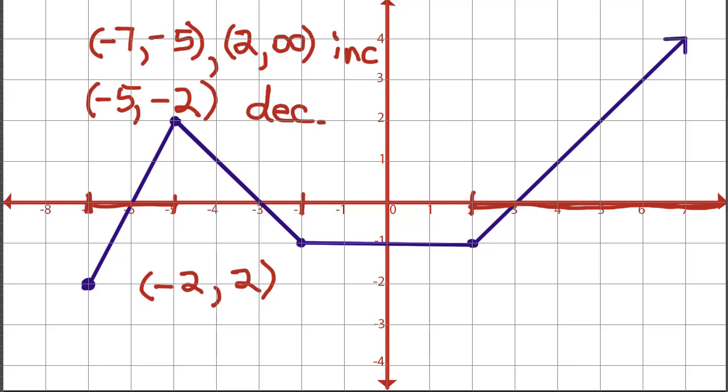Increasing, decreasing, and constant intervals are quick and easy to identify by looking at the graph and reading it left to right. Then identifying the x values where the graph goes up, down, or remains flat. These intervals are easy to write using interval notation.